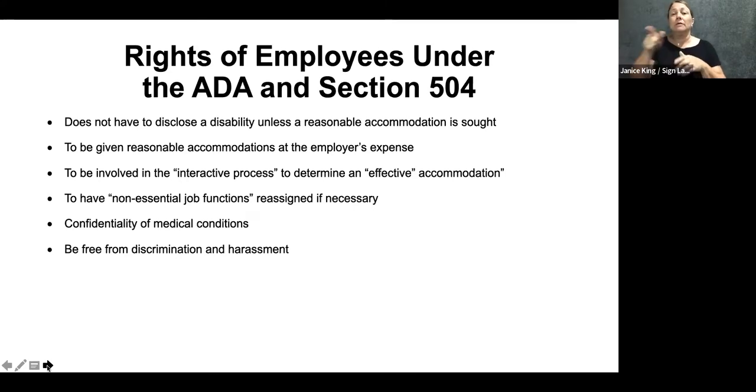They have a right to have their non-essential functions of the job reassigned if necessary. That would be a part of a reasonable accommodation. They have confidentiality of their medical conditions, and they need to be free from discrimination or harassment, or for that matter, retaliation. Next.